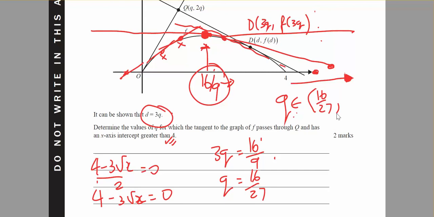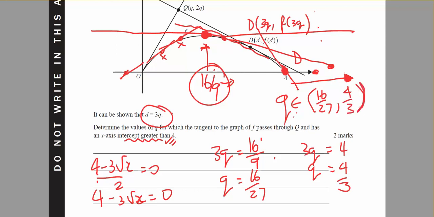The largest value that q can be is 4, because when BD is 4, my tangent will have an x-intercept which equals 4, which isn't greater than 4. So my upper limit for 3q is going to be 4. Therefore, q equals 4/3. Therefore, 4/3, not inclusive, is the values of q that will give the tangent at D having an x-intercept that is greater than 4, because I want the tangent to sit somewhere in this region in here and attach.